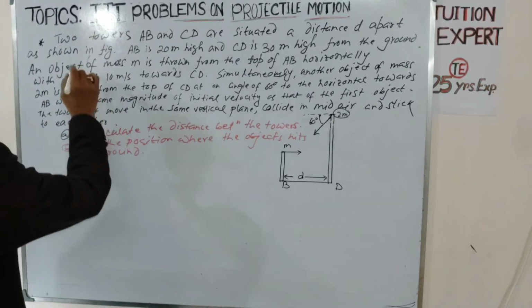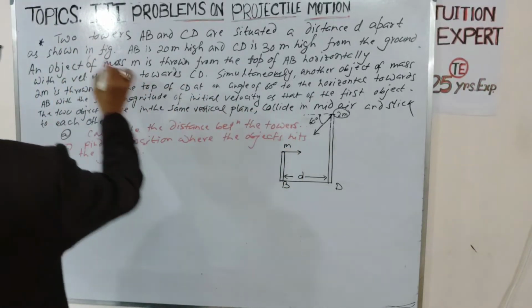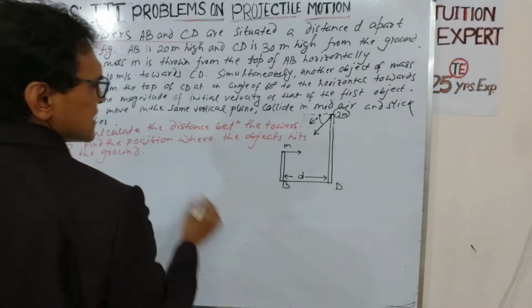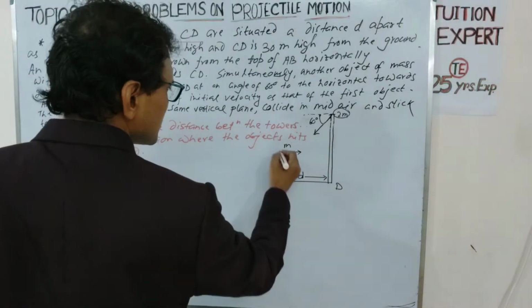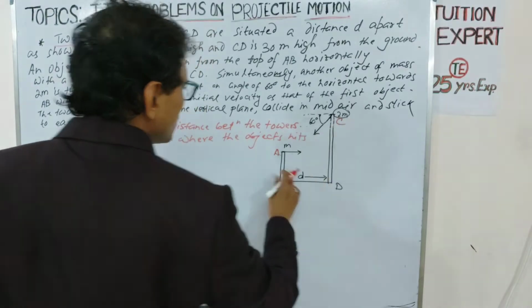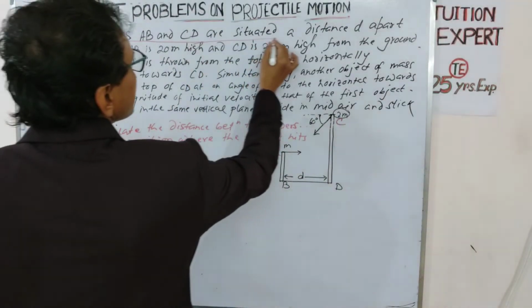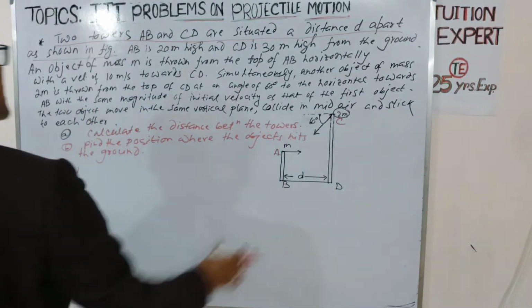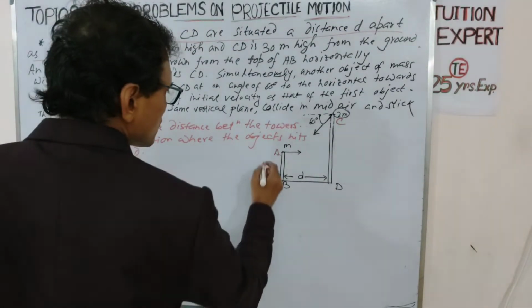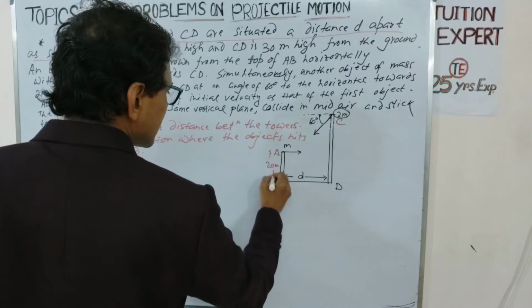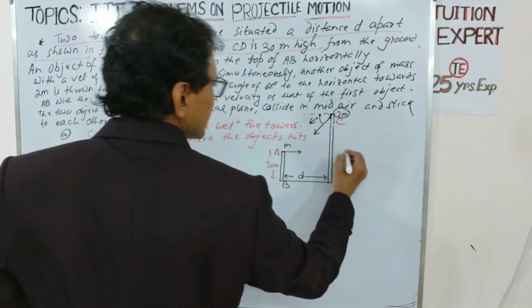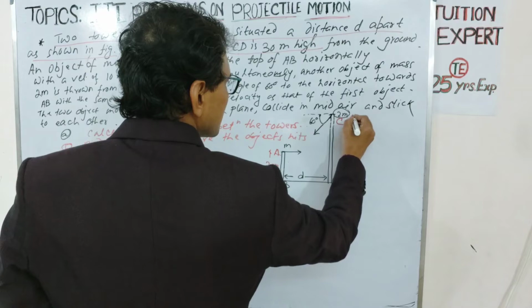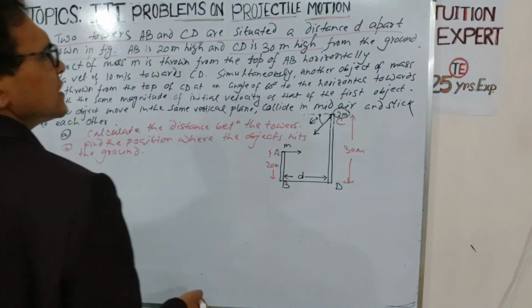Next problem is this. I repeat the problem once again. Two towers AB and CD are situated a distance d apart, as shown in the figure. AB is 20 meter high, and CD is 30 meter high from the ground.